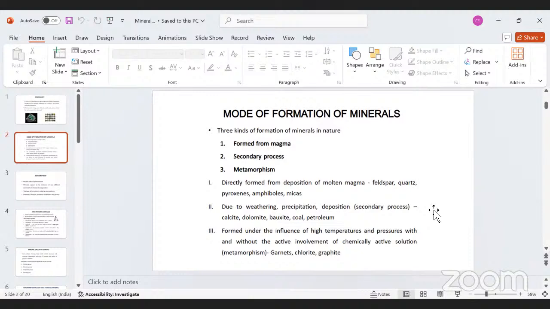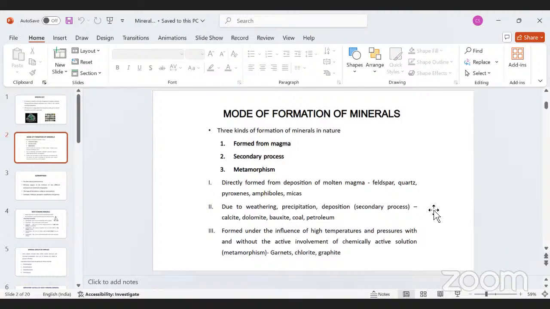These rocks undergo weathering, precipitation, and after that deposition. This process is known as a secondary process. Here we are unable to find silica; there will be a very small composition of silica, or sometimes a lack of silica. The best examples are calcite, CaCO3, dolomite, bauxite, Al2O3, coal, and petroleum. These are all formed in a secondary process.